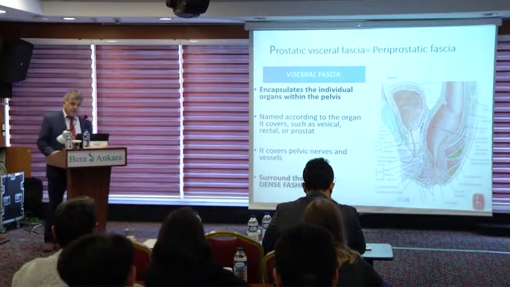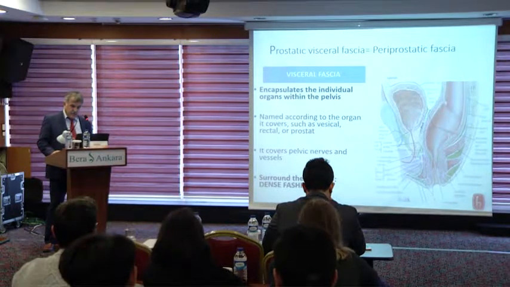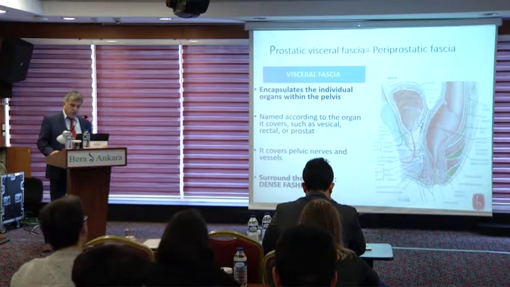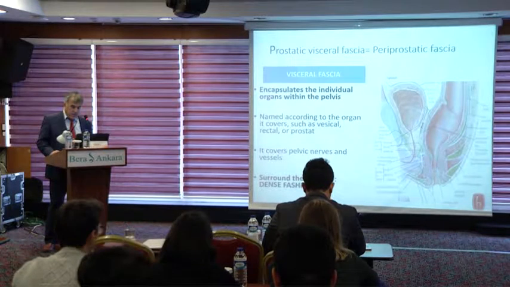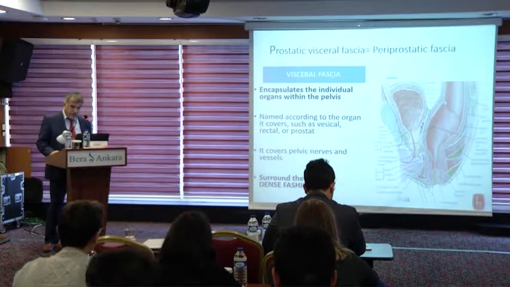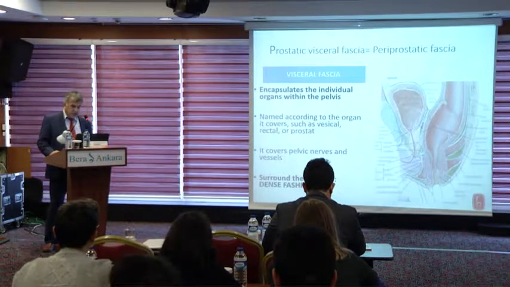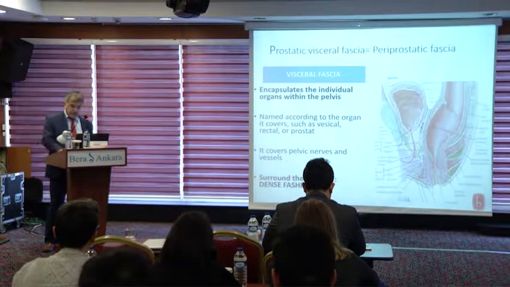Prostatic visceral fascia, the other name is periprostatic fascia, encapsulates the individual organs within the pelvis. It is named according to the organ it covers, such as vesical, rectal, or prostatic fascia. Also, it covers the pelvic nerves and vessels surrounding the prostate, a dense fascia.